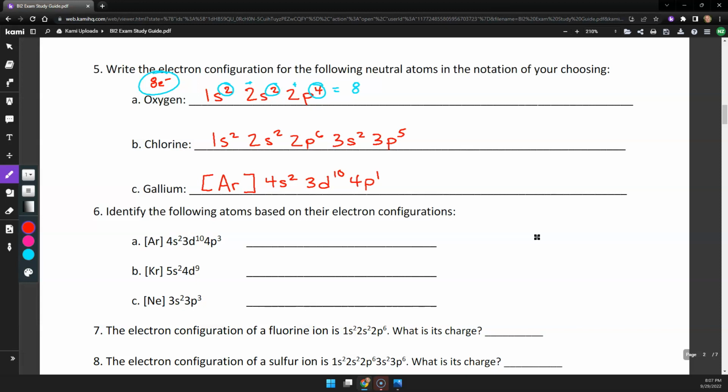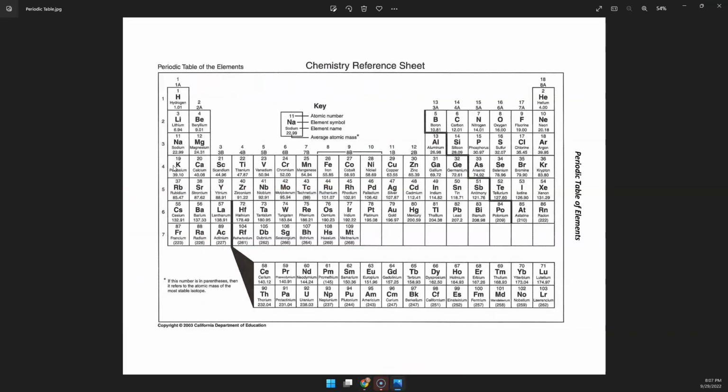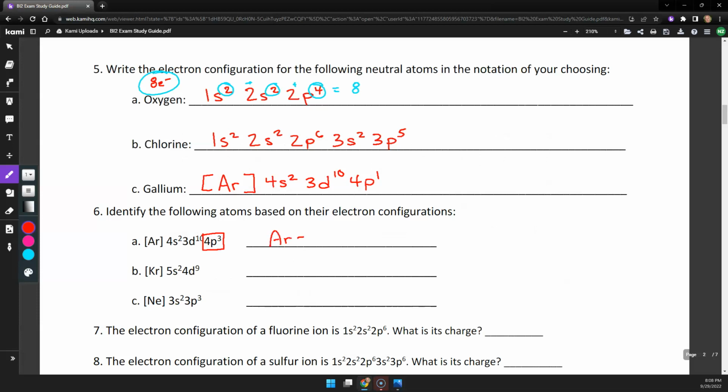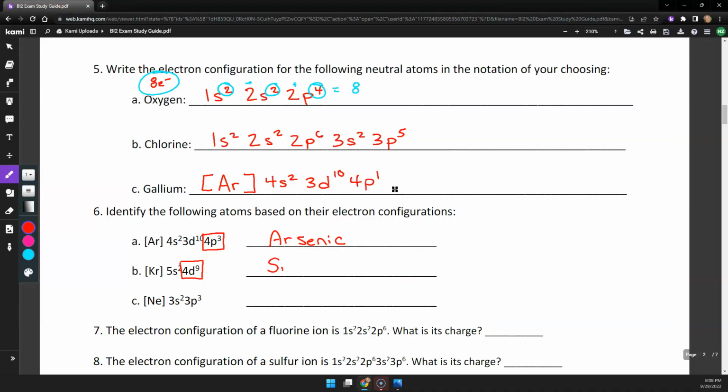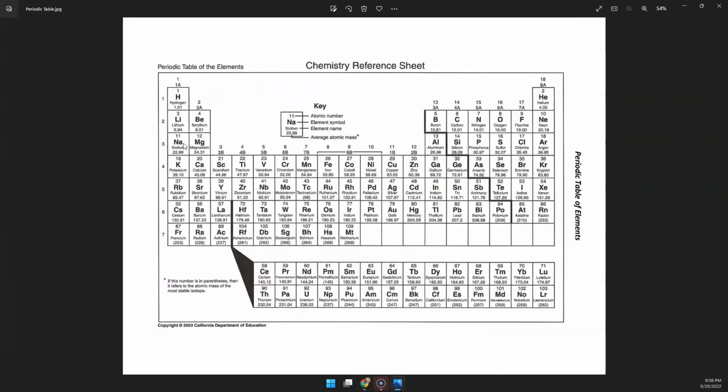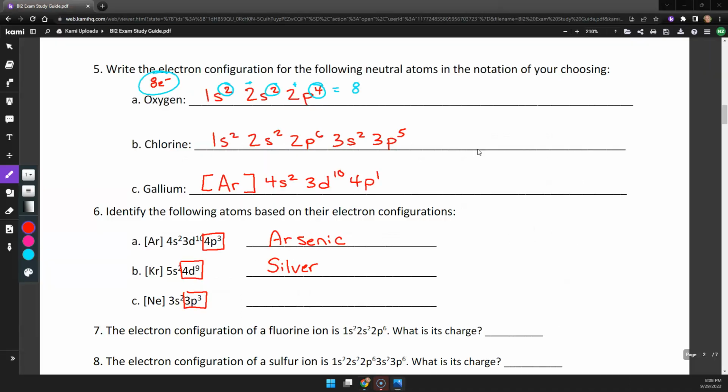Okay, number 6 says identify the following atoms based on their electron configuration. I'm going to show you a shortcut with this. If you just look at the last piece, it says 4p3. If I go to my periodic table, I go down to the 4th row, P block, 1, 2, 3, that is going to be arsenic. Same thing, let's go to B, it says 4d9. Remember the D is one behind, so instead of going to the 4th row, we're going to go to the 5th row, and it was D9. So here's D1, 2, 3, 4, 5, 6, 7, 8, 9. Should be silver. And the last one here, 3p3. 3rd row, P block, 1, 2, 3. It's going to be phosphorus.